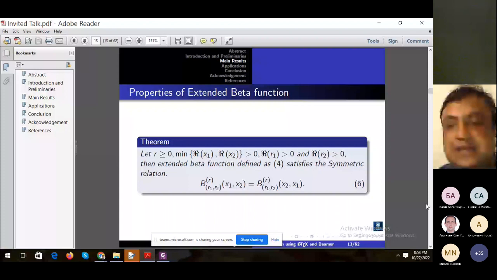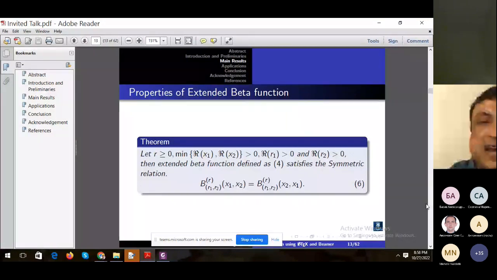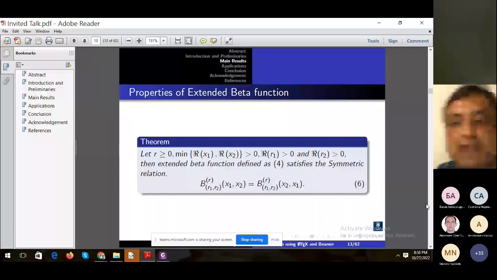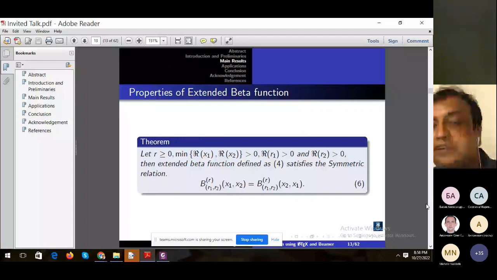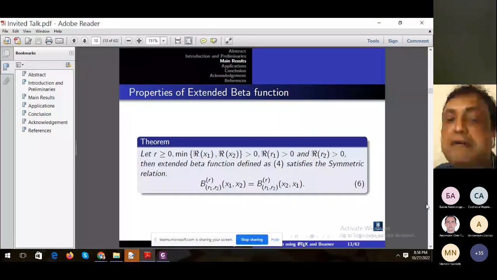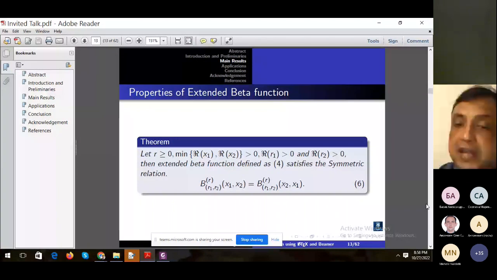Now, we have studied the various properties of the extended beta function. This is the first theorem. In this theorem, we clearly mention that if r is greater than or equal to 0, the minimum of the real parts of x1, x2 is greater than 0, the real part of r1 is greater than 0, and r2 is greater than 0, then the extended beta function defined by equation number 4 satisfies the symmetric relation given by equation 6. Symmetric property is a very important property to balance the differential solutions of any kind of differential equations. So symmetric property is a very, very important property, and we have easily verified this property for our extended beta function.